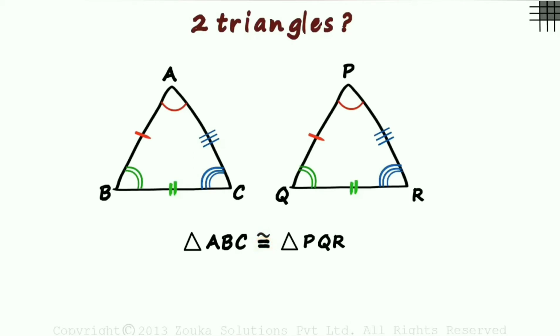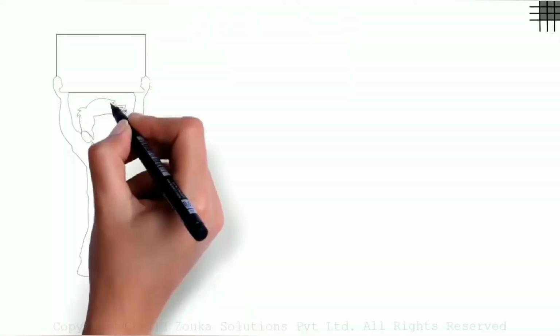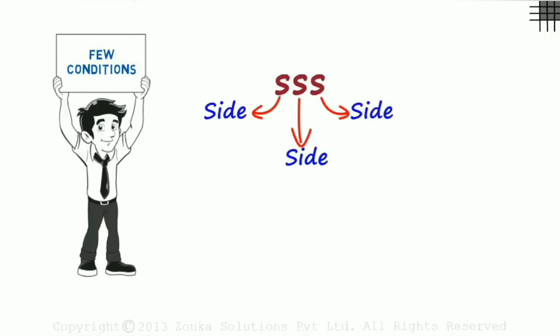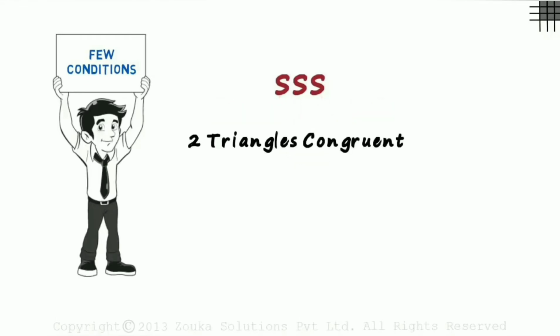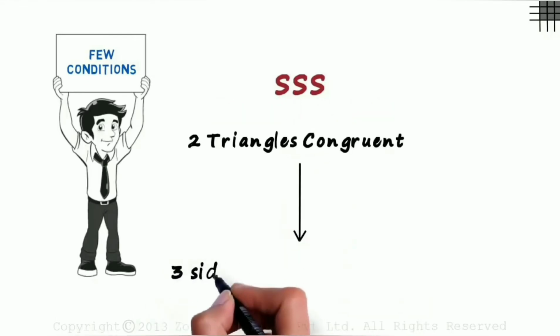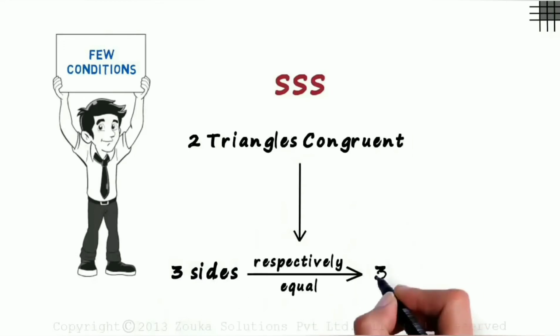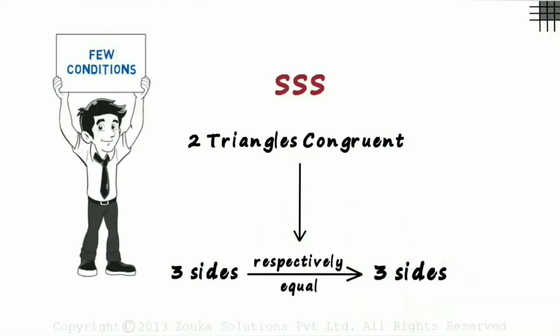So we don't really need to place one figure on the other to know if they're congruent when we know their corresponding sides and angles are equal. There are a few conditions that will help us to know if two triangles are congruent. The first one is called the SSS congruence condition, where S stands for side. Two triangles are congruent if 3 sides of one triangle are respectively equal to the 3 sides of the other triangle. What does this exactly mean?